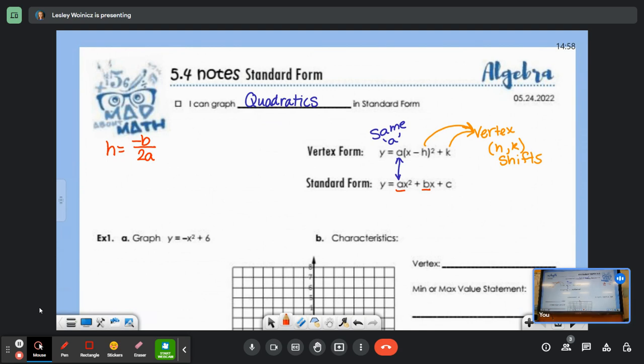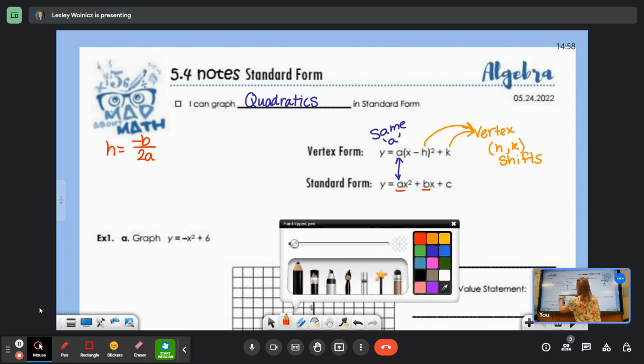Okay, now, this is where it gets exciting. Once I have identified my input, can I then plug in my input and get my output to find the rest of my vertex? Yes. Input, output, just like we did in Unit 3, way back when.